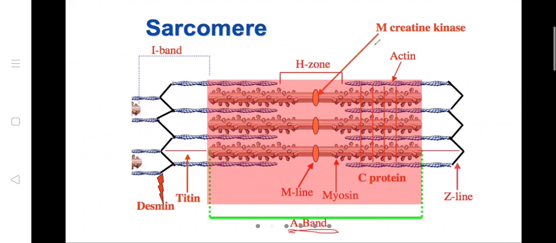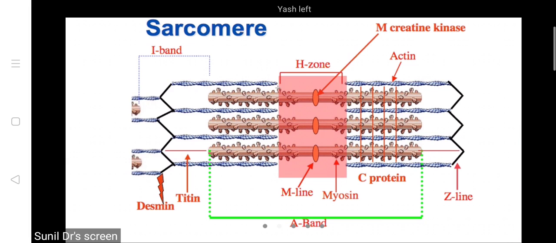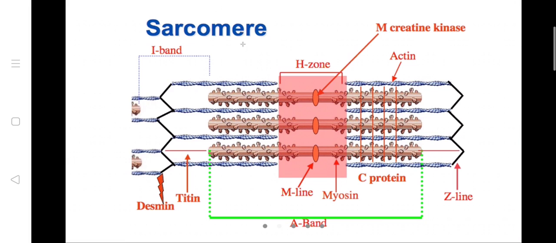Okay, fine. Now this region in between has only myosin, no actin. That means the contraction has not occurred. So the beginning position will be like this. This region is called the H zone, that is only of the myosin. Only actin is the I band, and both actin and myosin is the A band. So you have the A band, I band, H zone, and this is the Z line.